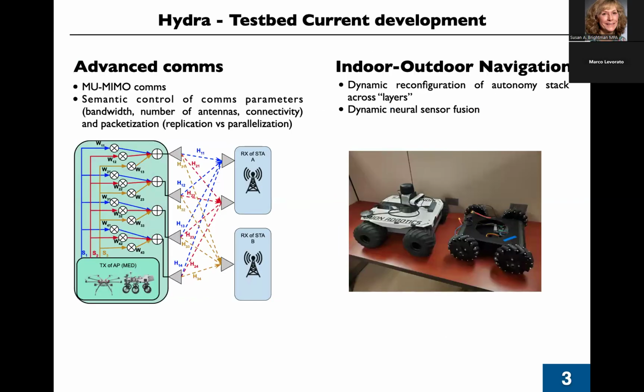And we are expanding this to use more sophisticated communications technologies using multi-user MIMO, multi-antenna. So in that case, we have a little bit more flexibility controlling, for instance, how much bandwidth you use, how you parallelize, how you packetize information and all of this. And we are expanding our ground autonomy capabilities, building also rovers that are capable of sensor fusion and so on and so forth.